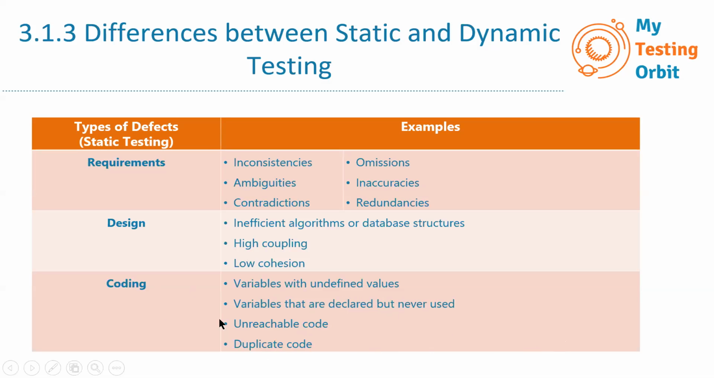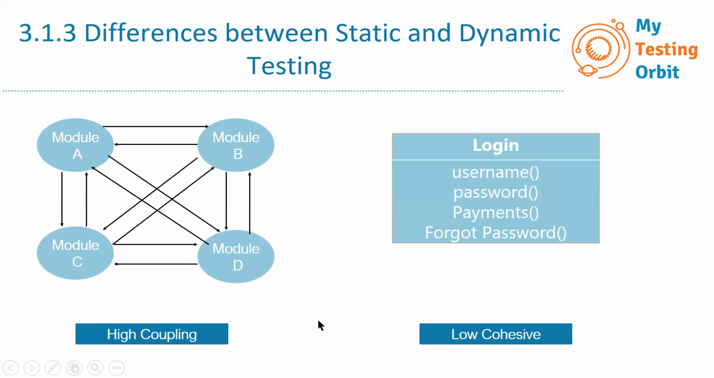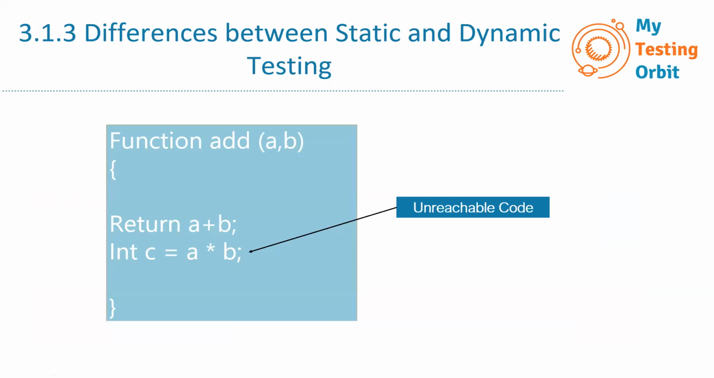For unreachable code, I have a diagram which will be easy to understand. We have a function here which basically adds, and we have two parameters for this function, A and B. As the name says, this function adds these two variables and returns A plus B, which makes sense. But at the same place, the next line says integer c is equal to a multiplied by b.